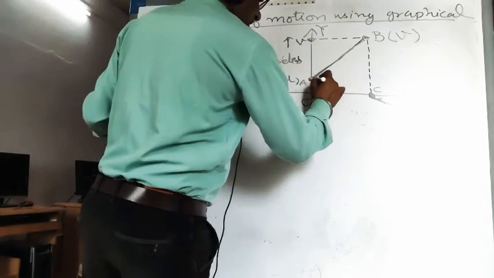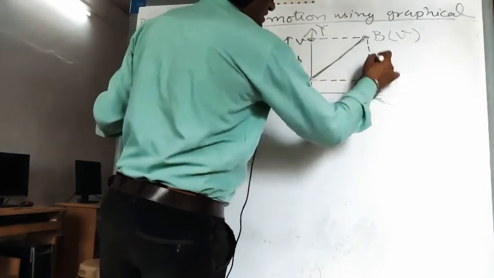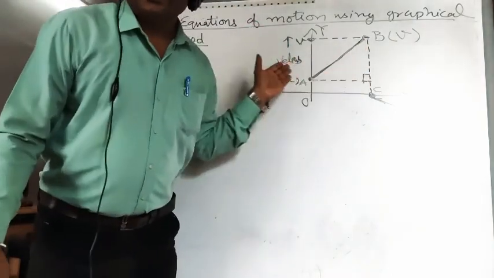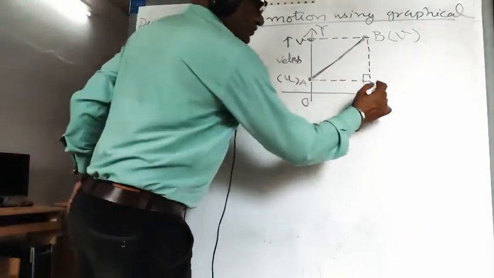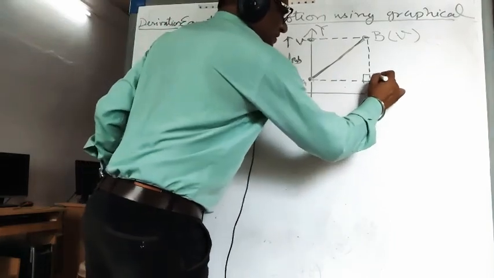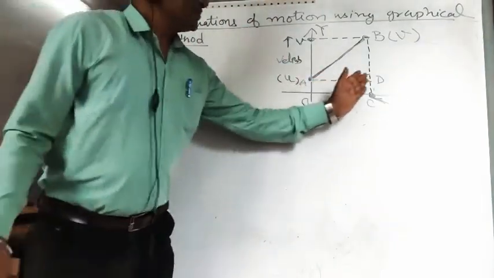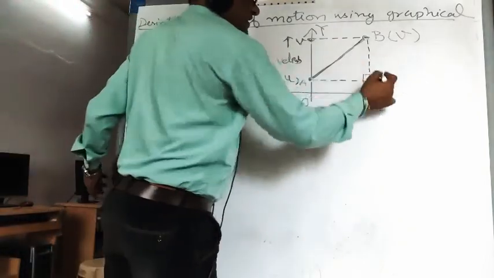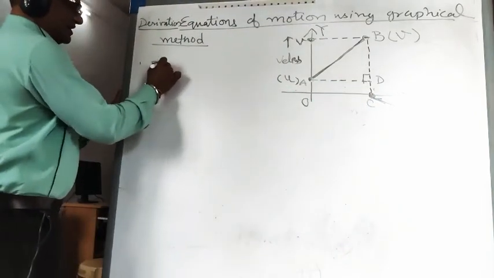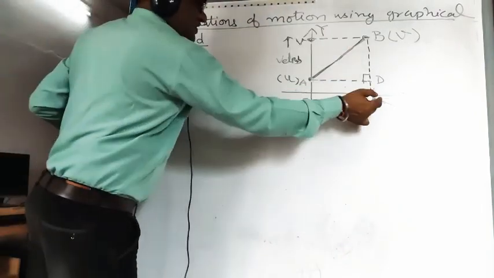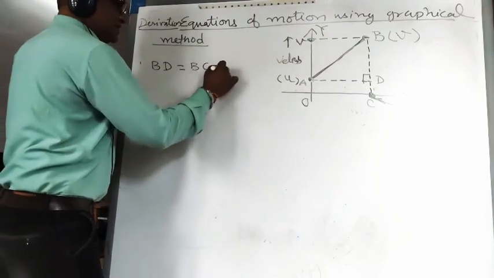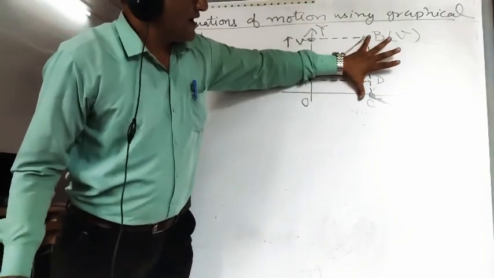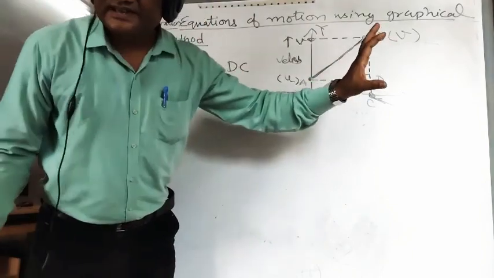Let us draw the perpendicular on the line BC. We have already drawn the perpendicular. Now, this point is represented by D. Look at this. Now, can you tell me what BD stands for? In this triangle, BD is equal to BC minus DC. Am I right? This BD is equal to the entire BC minus DC.